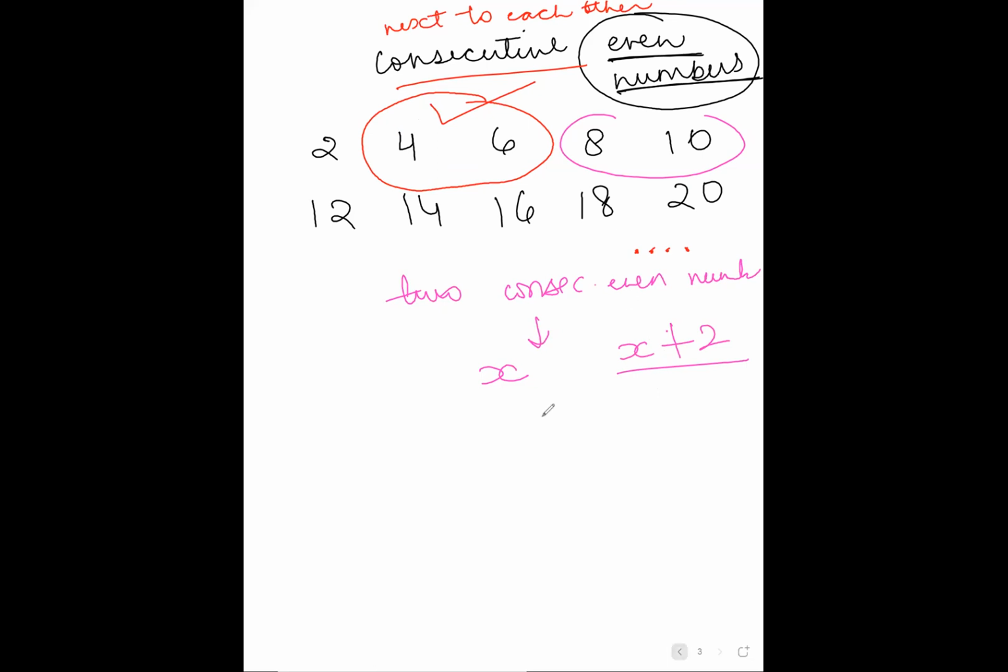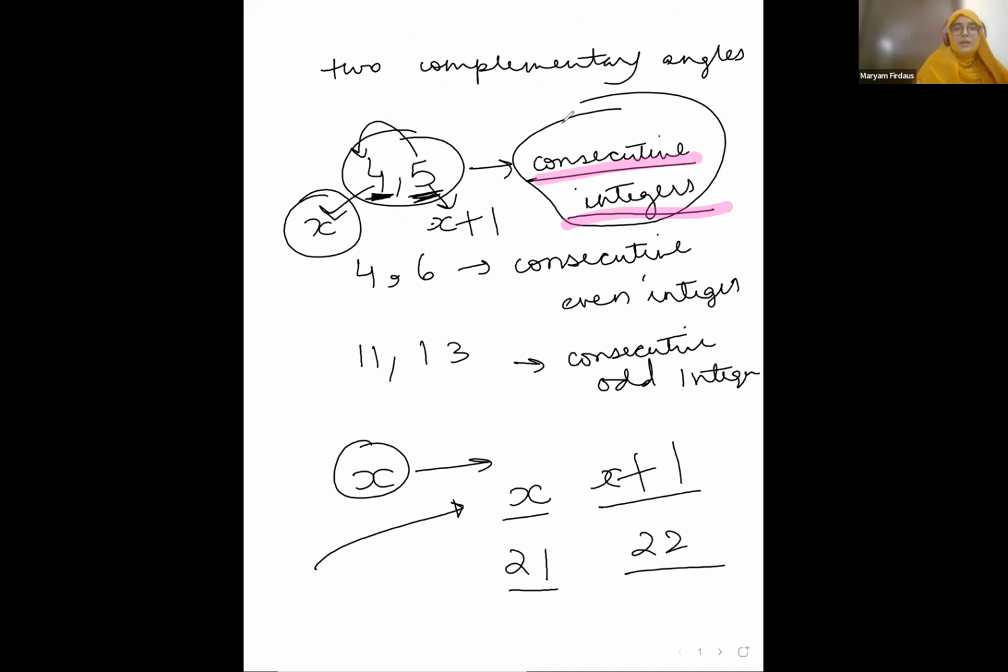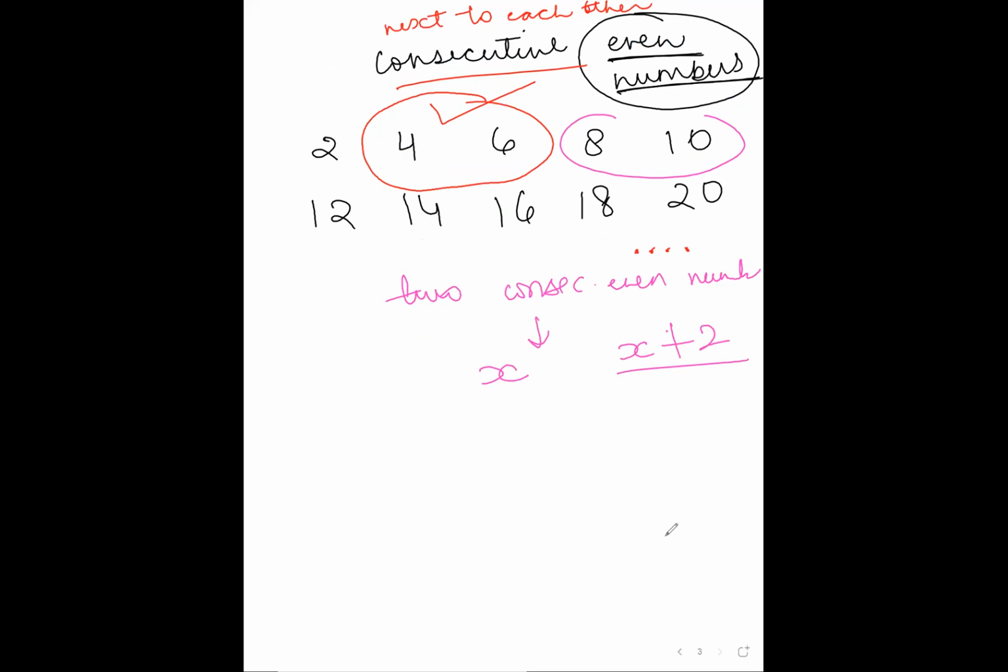Now let's go to the question. Can you repeat the question, please? The measures in degrees of two complementary angles are two consecutive even integers. Find the angles.